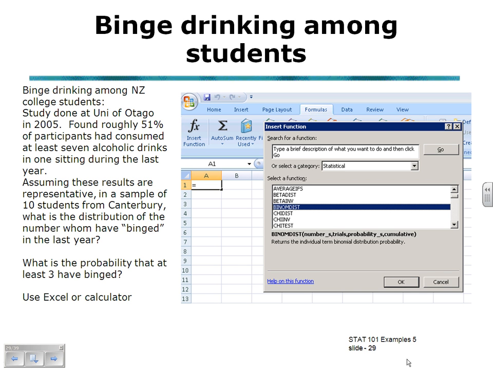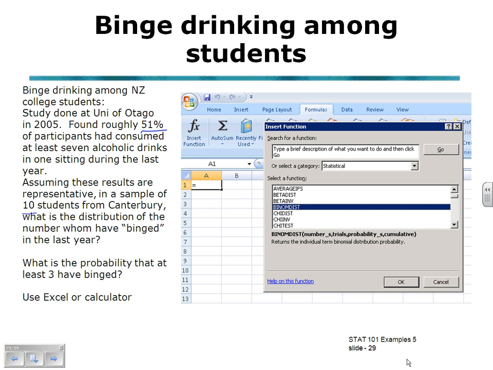Binge drinking among New Zealand college students, a study done at University of Otago in 2005 found roughly 51% of participants had consumed at least 7 alcoholic drinks in one sitting. Assuming these results are representative, in a sample of 10 students from Canterbury, what is the distribution of the number who have binged in the last year? And what's the probability that at least 3 have binged?